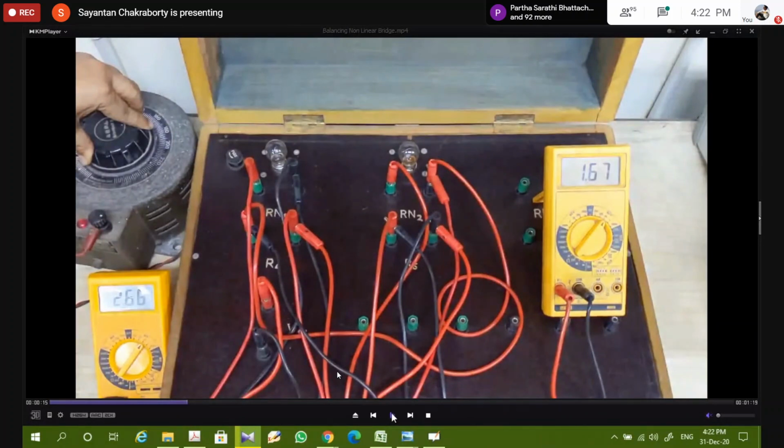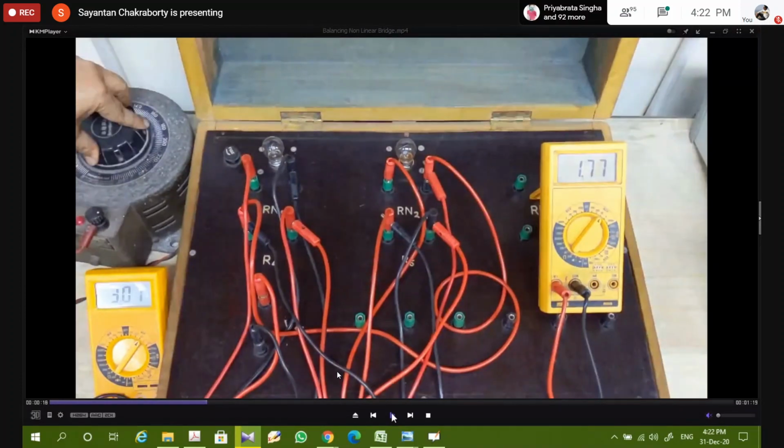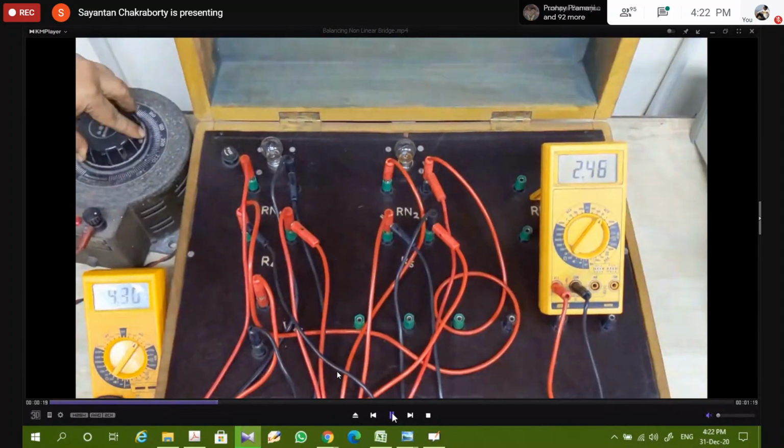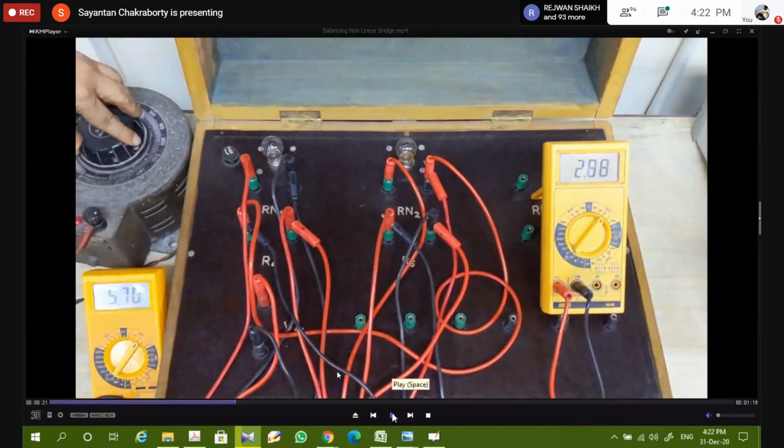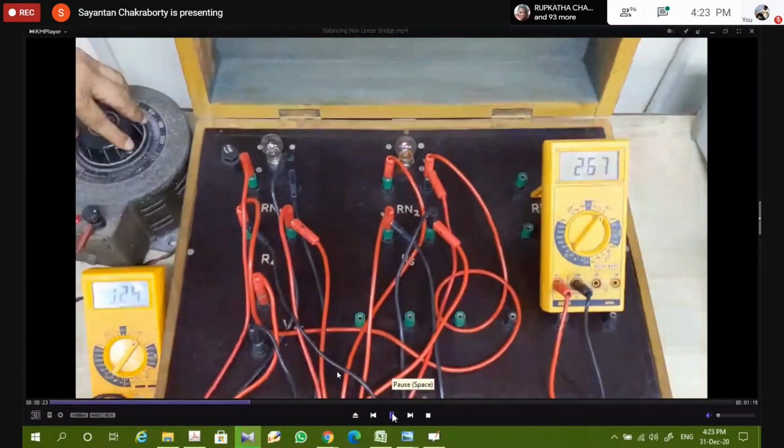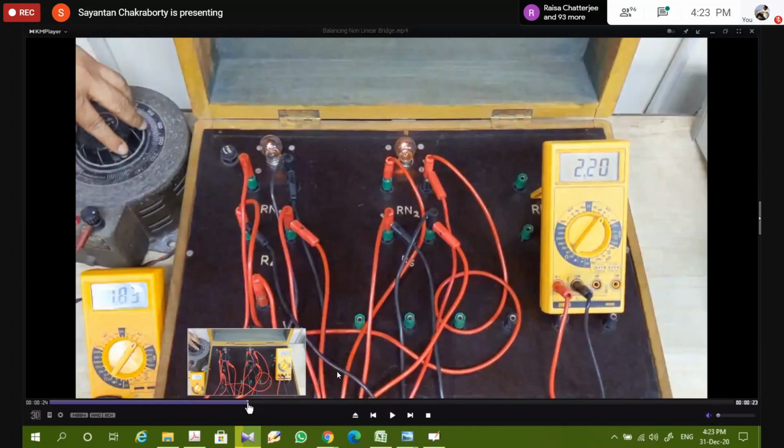2.66, 1.67. The lamps are still not glowing. Still, the input voltage is increasing, and correspondingly the output voltage is also increasing. 2.88, lamps are still off. Input is 5.7. I think I've missed the point.